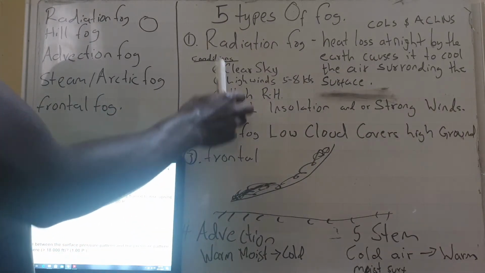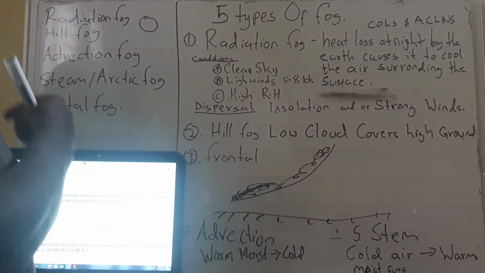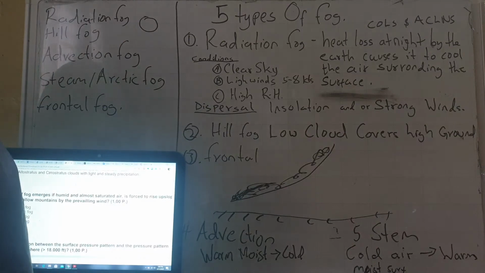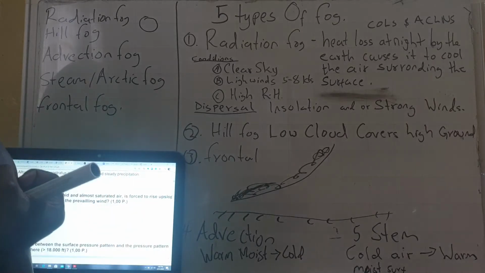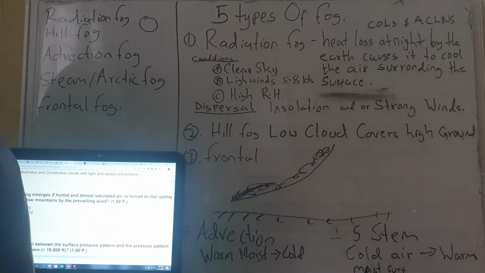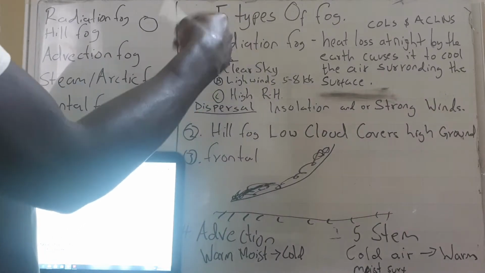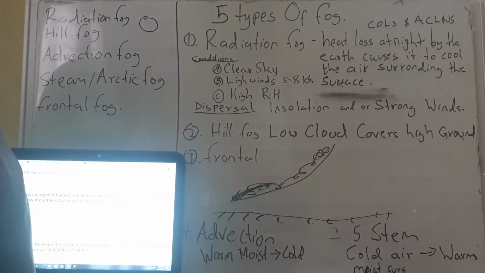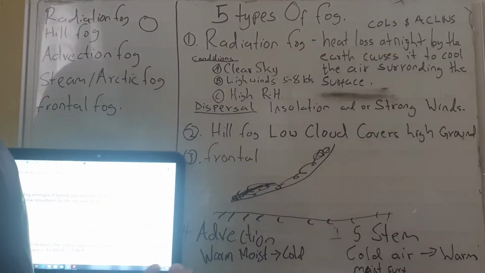So the dispersal for most of these is strong winds. Whenever you have strong winds, they will either clear the fog, or cause the fog to become a cloud at upper layers. Insolation is another way of clearing radiation fog. Insolation is heat from the sun. As it rises, the air expands and it becomes warmer, and then it becomes even warmer than the dew point. So the fog just clears.